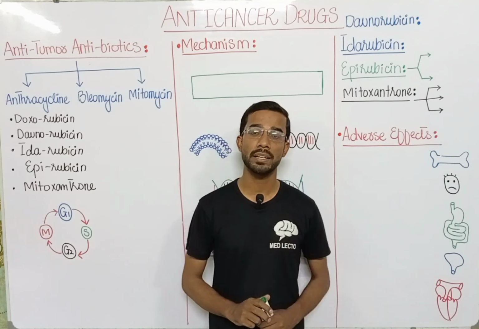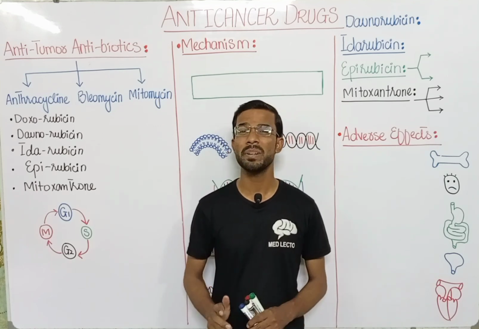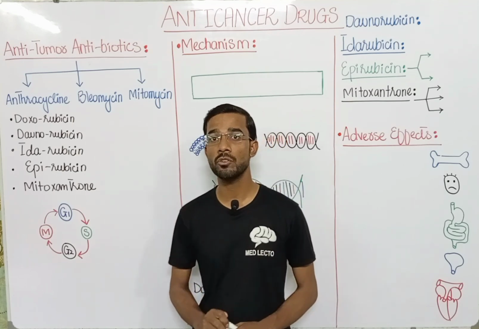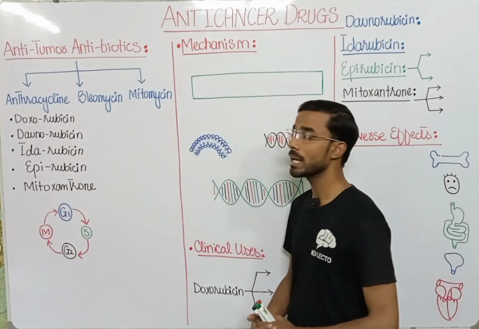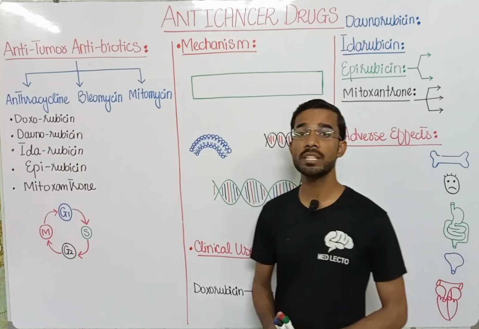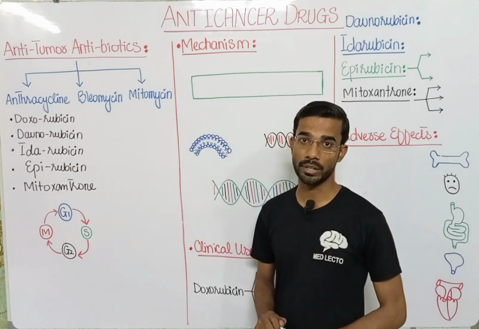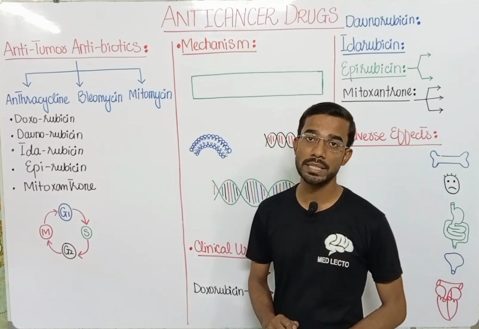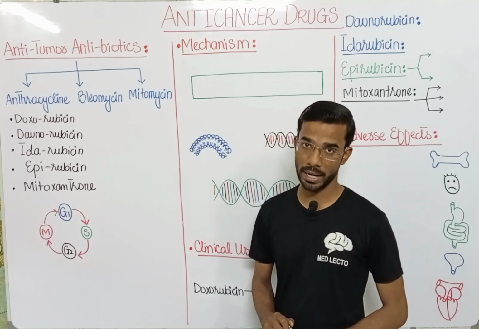This is the second category of the anti-cancer drugs. In the previous lecture we discussed the anti-metabolites. But today we are going to discuss anti-tumor antibiotics. Actually you will see the three categories of the antibiotics. First one is the anthracycline, second one is the bleomycin, and third one is the mitomycin.